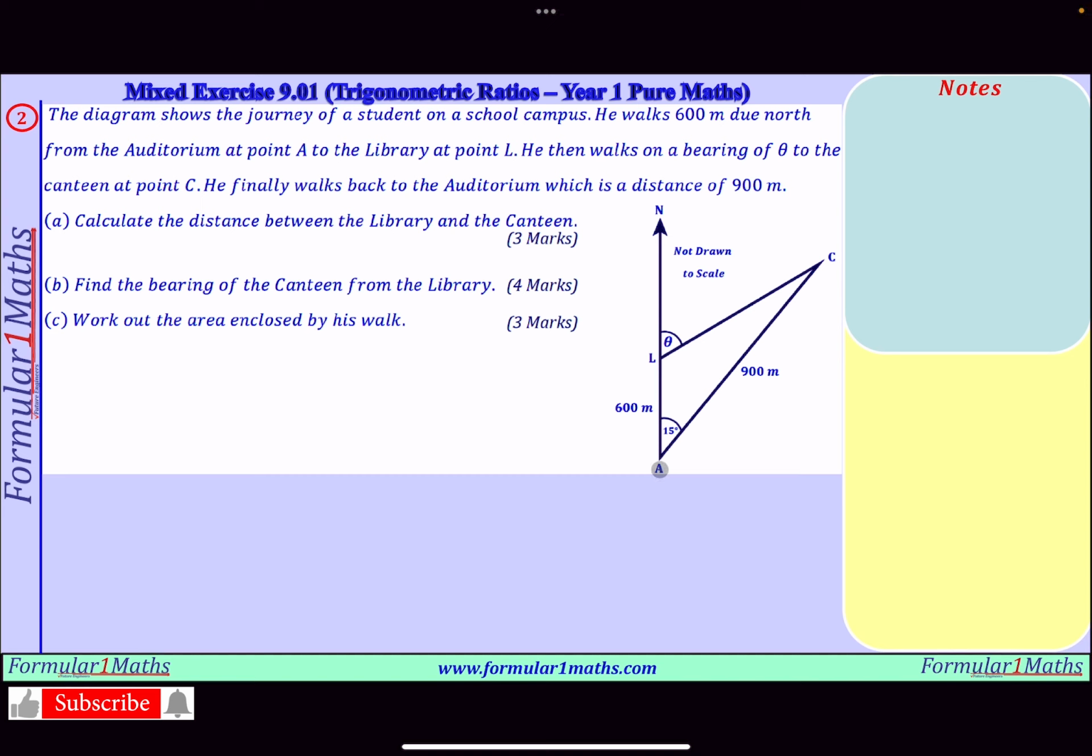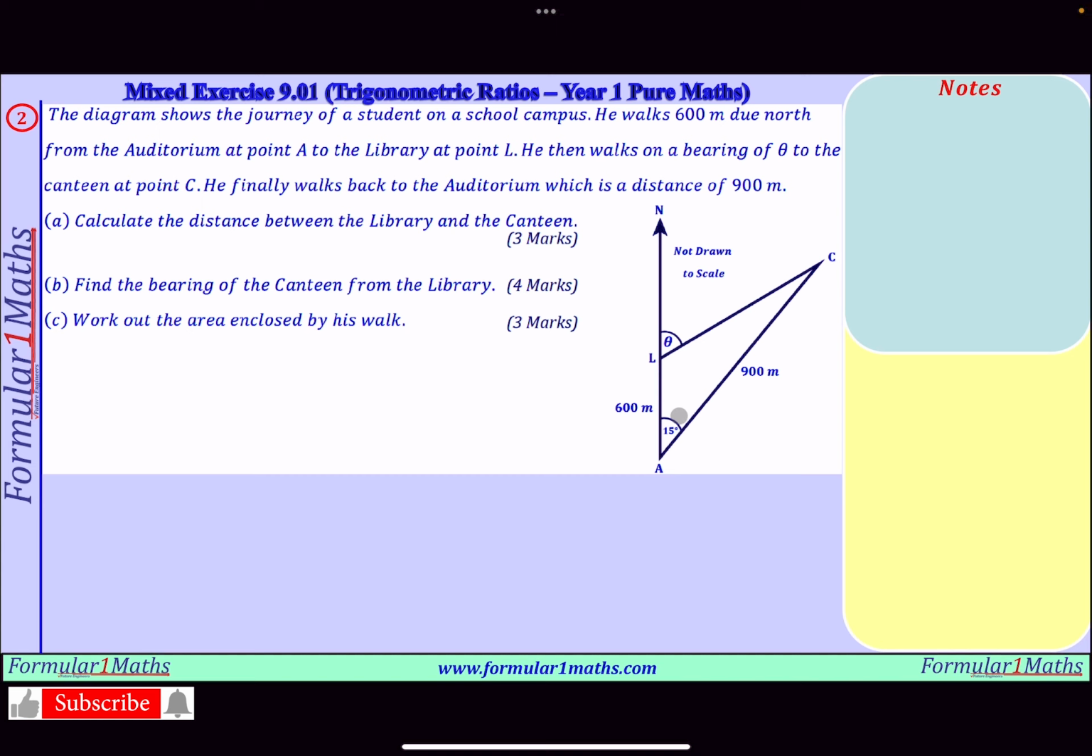So the journey of the student forms a triangle, ALC. For A, we are supposed to find the length from L to C. And we have the side AL, which is 600 meters, and the side AC, which is 900 meters. We also have an angle between the two sides, 15 degrees.